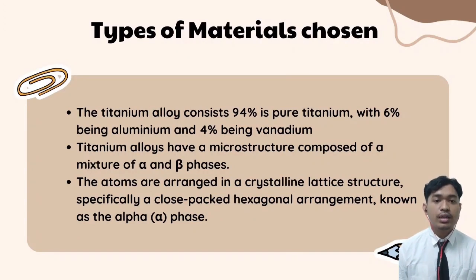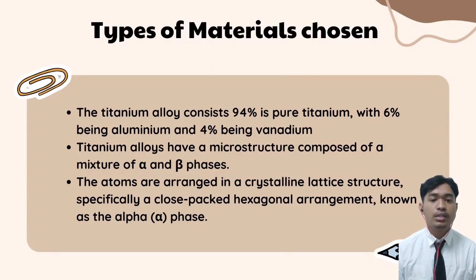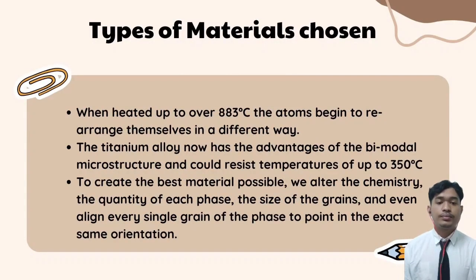The structure of Ti6Al4V can be described at different levels. At the atomic structure, titanium, aluminum, and vanadium atoms form a solid solution in which these elements are uniformly distributed throughout the alloy. The atoms are arranged in a crystalline lattice structure, specifically a close-packed hexagonal arrangement known as the alpha phase. When heated to over 883 Celsius, the atoms begin to rearrange themselves in a different way. At this point, a body-centered cubic structure, or beta phase, forms between the titanium atoms.